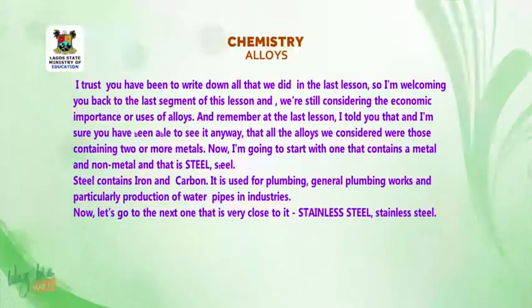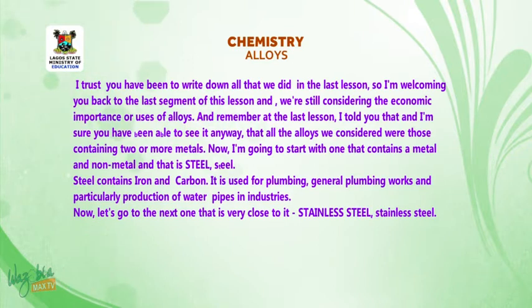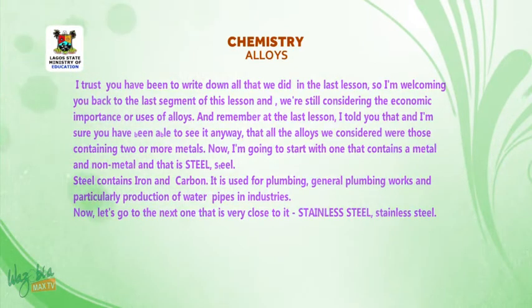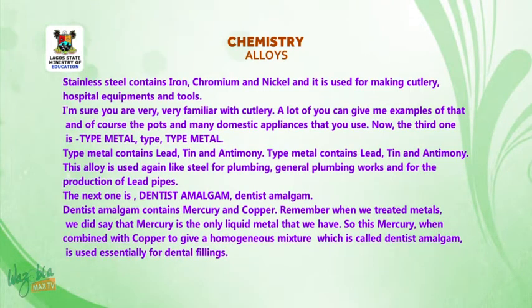Steel contains iron and carbon. It is used for plumbing, general plumbing works, and particularly production of water pipes in industries. Now, let's go to the next one that is very close to it, stainless steel. Stainless steel contains iron, chromium, and nickel, and it is used for making cutlery, hospital equipment, and tools. I'm sure you are very, very familiar with cutlery. A lot of you can give me examples of that, and of course, the pots and the many domestic appliances that you use.